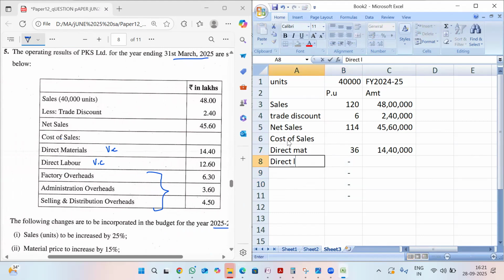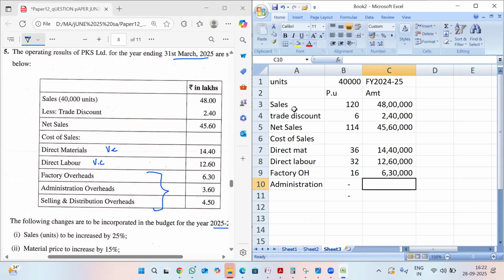So direct labor, 12 lakh 60,000. Factory overhead, 6 lakh 30,000. So everything I am making per unit also. Administration overhead, 3 lakh 60,000. Selling and distribution overhead, 4 lakh 50,000.